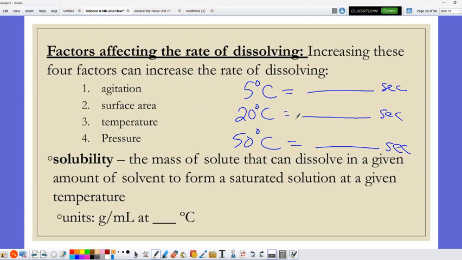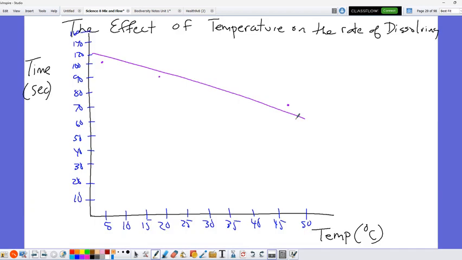Temperature: as the temperature increases, the particles move faster, so the rate of dissolving is faster because the particles move to the solvent faster. And then pressure, we looked at pressure, it can affect the rate of dissolving of gases in a liquid. And solubility is the mass of a solute that can dissolve in a given amount of solvent to form a standard saturated solution at a given temperature. We did a lab on solubility. So it would be grams per mL at a certain temperature.